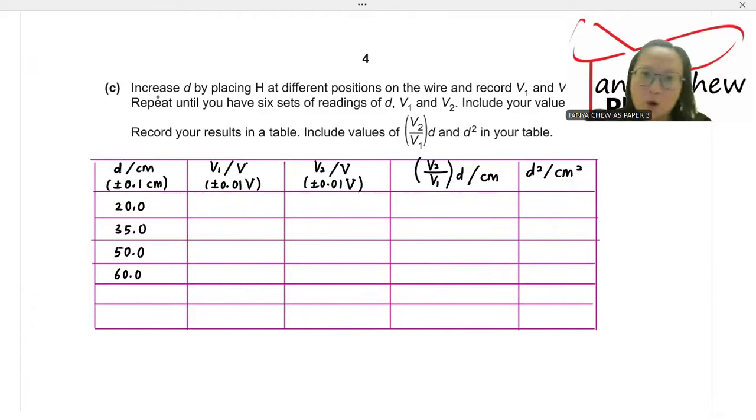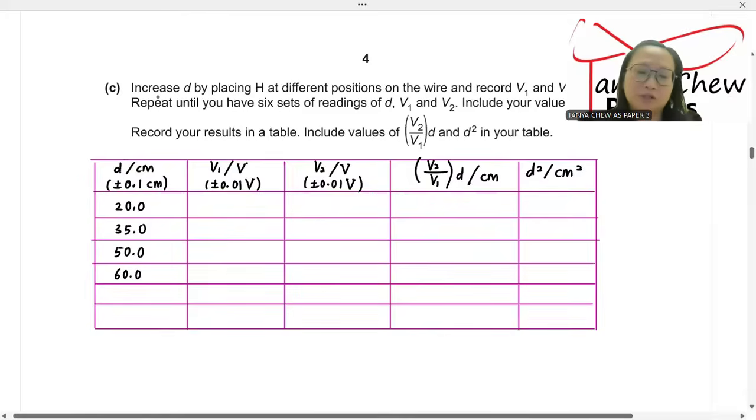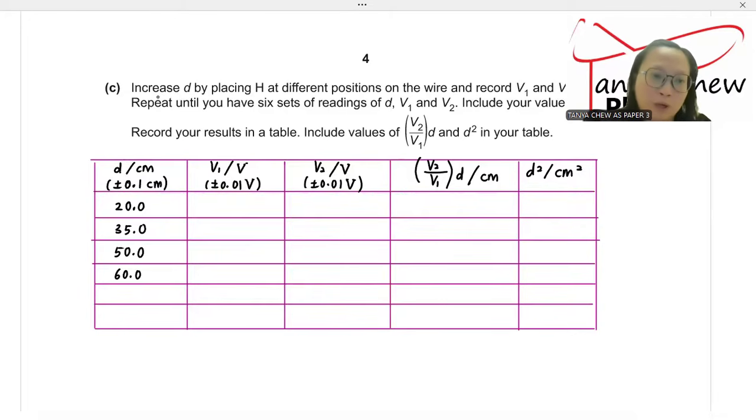It doesn't matter that the difference between the D values is not in sequence. It doesn't matter as long as you get that value. They don't really look at the sequence. The difference between the first value and the second value doesn't have to be consistent all the way. No, no, right? And then I put 70 cm. And then last one, I put 80 cm. So I have 1, 2, 3, 4, 5, 6 sets of readings.